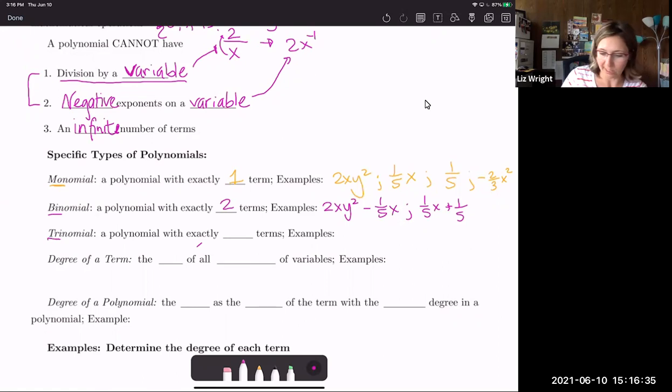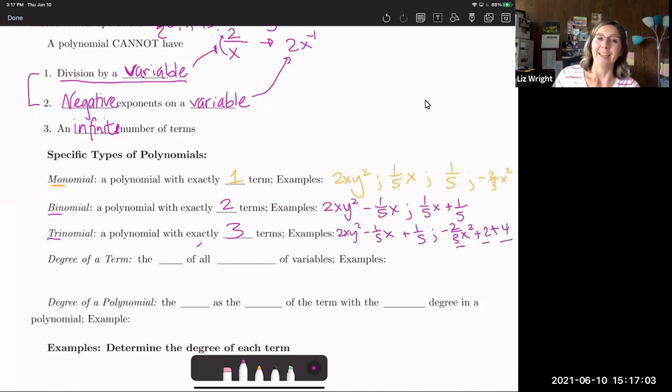Trinomial, tri means three. It has exactly three terms. Guess what I'm going to do? I'm going to combine some of the ones up above. So maybe it's like 2xy squared minus 1/5 x plus 1/5. That would be a trinomial. You could even use a combination of constant terms. We could have something like negative 2/3 x squared plus 2 plus 4. So that's one term, two terms, three terms. If we combined 2 and 4 and we got negative 2/3 x squared plus 6, what would that be? That would be a binomial then.